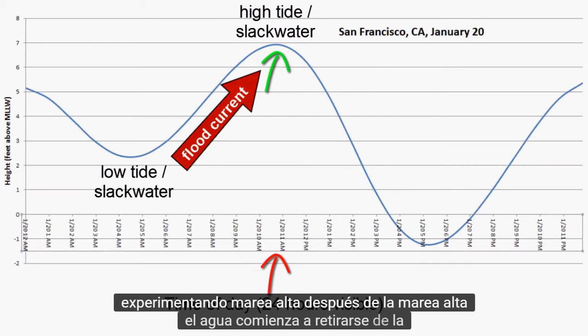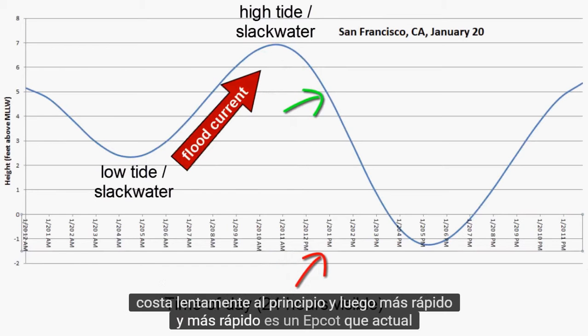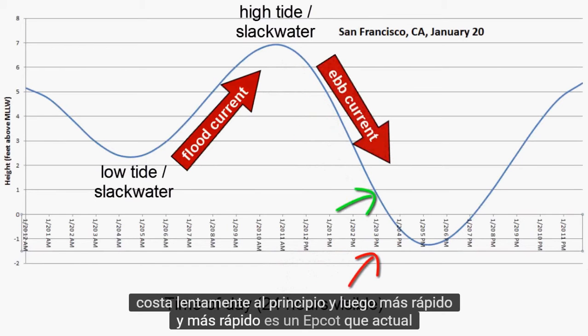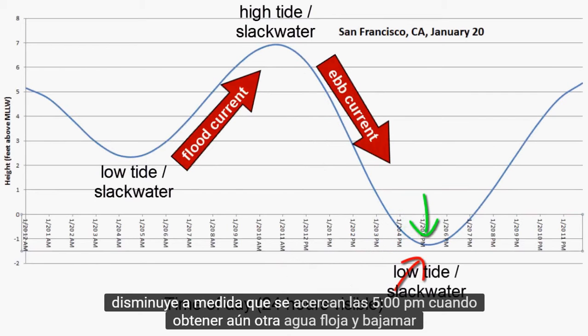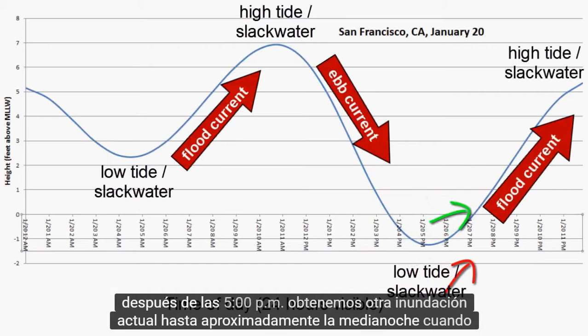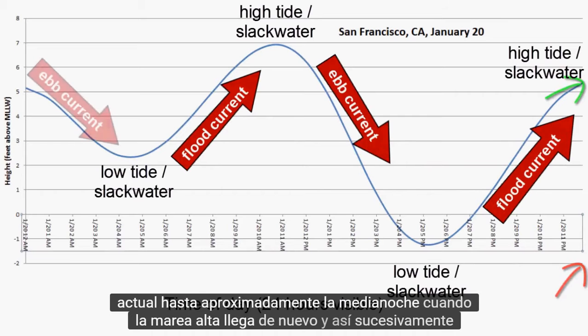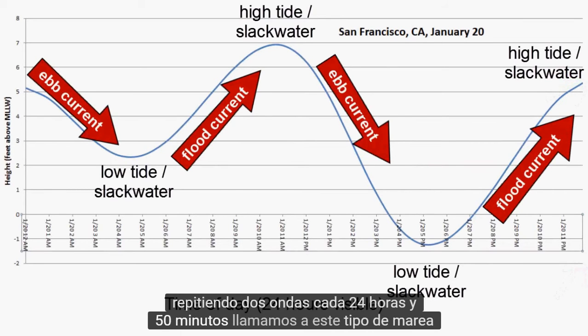After high tide, the water starts to retreat from the coastline, slowly at first, then faster and faster as an ebb current. That current slows as 5 p.m. approaches, when we get yet another slack water and low tide. After 5 p.m., we get another flood current, until at about midnight, when high tide arrives again, and so on, repeating 2 waves every 24 hours and 50 minutes.